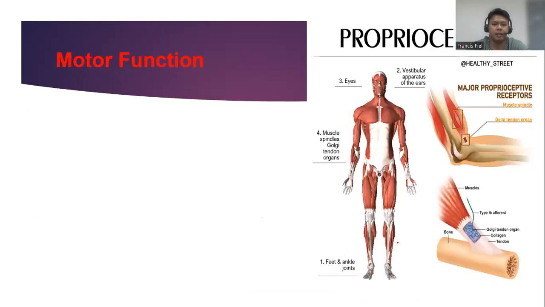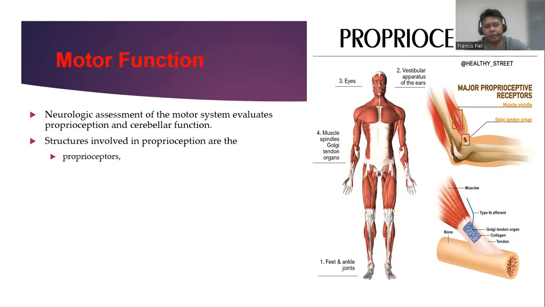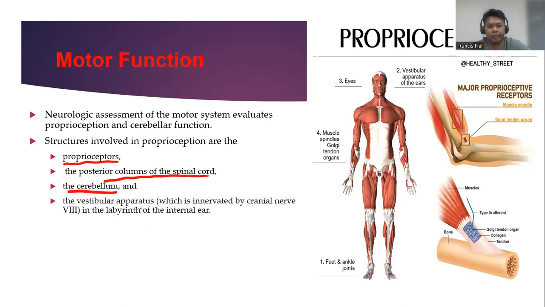Okay? Let's proceed to motor functions. So, motor functions, we have neurologic assessment of the motor system evaluates proprioception and the cerebral function. So, what does this mean? Ano bang trabaho ng motor functions sa ating brain? Ano ba yung mga responsible na organs? We have the proprioceptors na tinatawag. We have our posterior column of the spinal cord. We have our cerebellum, and the vestibular apparatus of the ear, or yung cranial nerve 8 natin.